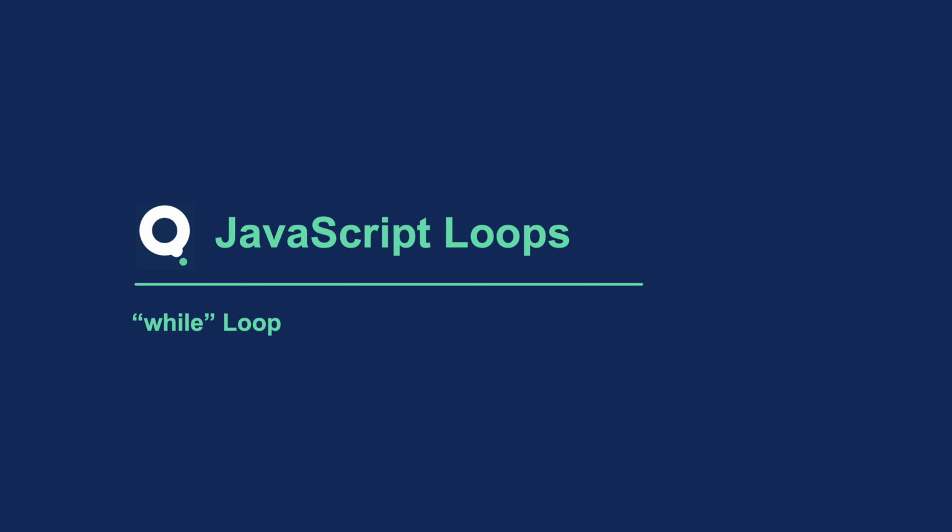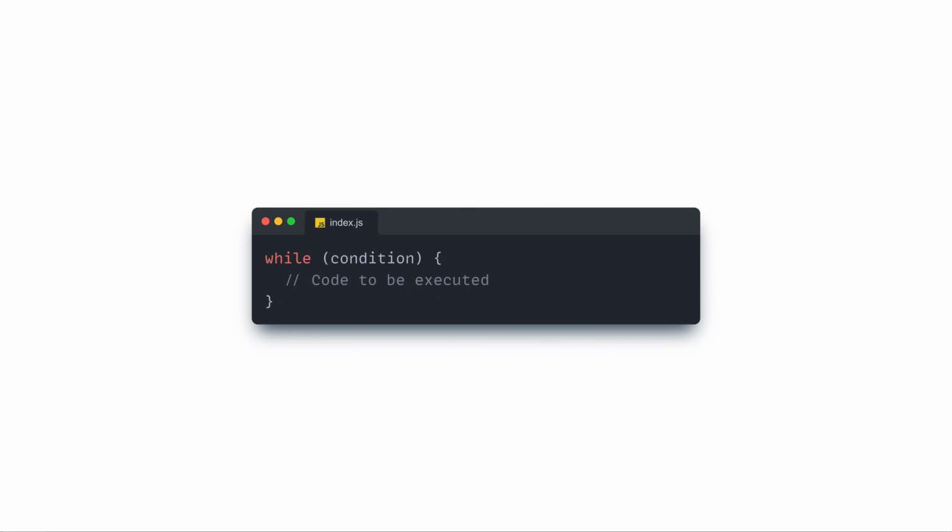The while loop is unique because it continues to execute as long as the specified condition remains true. Use this loop when the number of iterations is not known beforehand and depends on some condition being met. This is how the syntax of the while loop looks. The while keyword, in brackets the condition, then inside the curly braces the code to be executed.